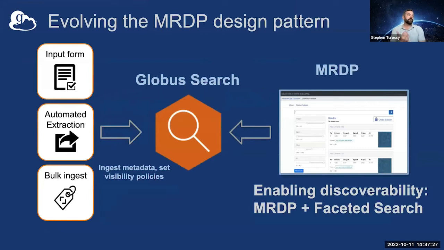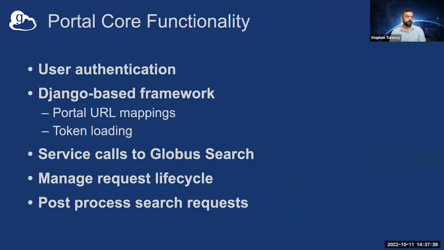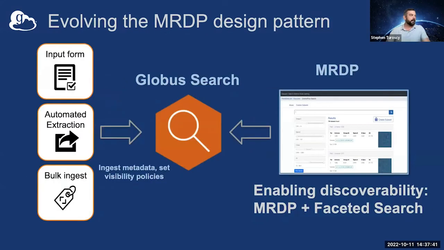Lee already talked pretty extensively about the MRDP, that design. At the heart of our portal here is Globus Search. We have an input form, we're extracting information and then ingesting that information into Globus Search. That can be done any number of ways through the API, through the SDK. And I will show you some ways later on of how to actually ingest data. So this is just enabling discoverability through the MRDP and a faceted search.